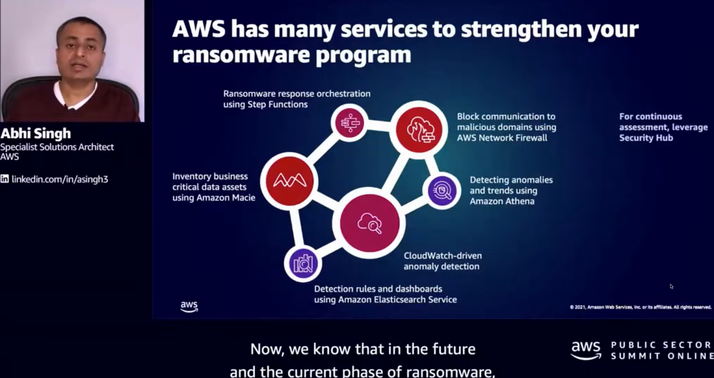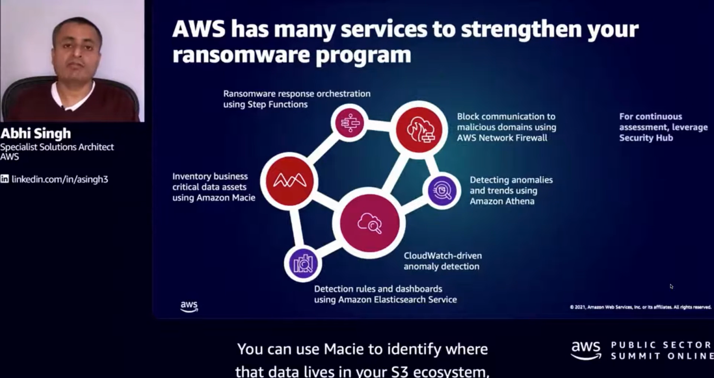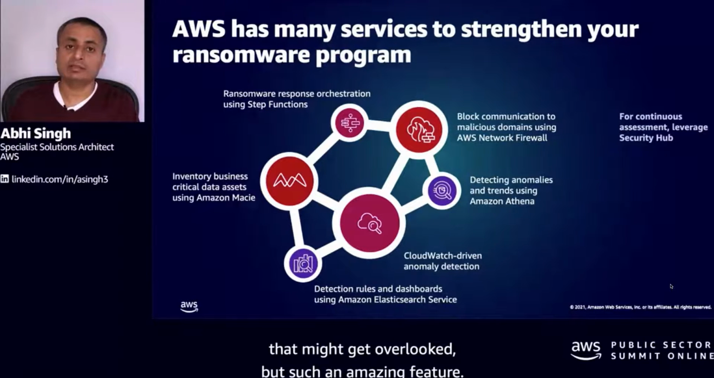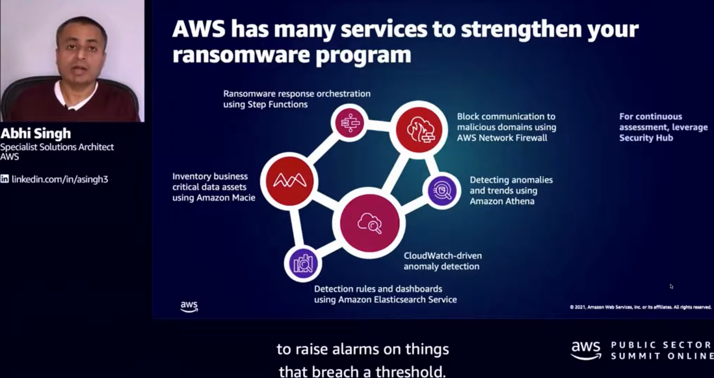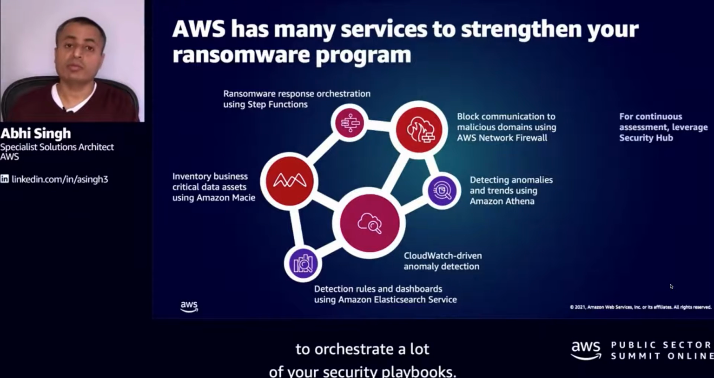Now we know that in the future and the current phase of ransomware, attackers are going after your critical data. You can use Macie to identify where that data lives in your S3 ecosystem and then put the right set of protections. CloudWatch anomaly detection is another service that might get overlooked, but it's such an amazing feature. You can write anomaly detection on user errors and application errors to raise alarms on things that breach a threshold. And then again, I talked about Step Functions to orchestrate a lot of your security playbooks.